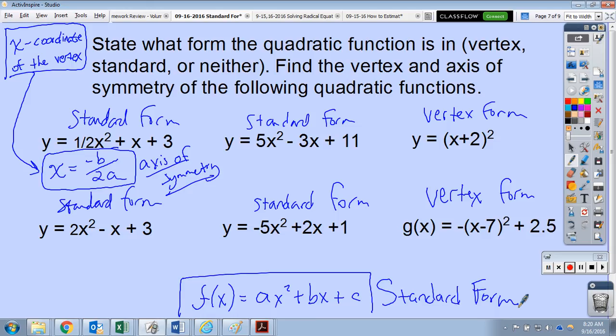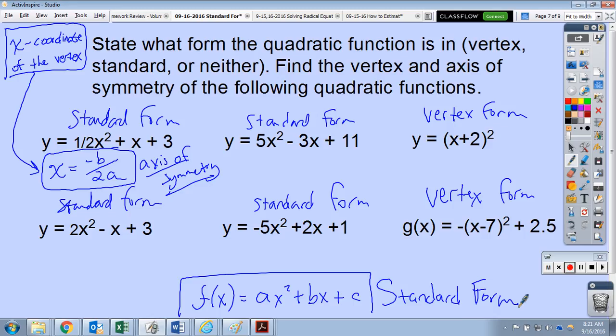Let's do it piece by piece. What is a? 1/2. Yes, 1/2. Guys, you're making this way more difficult than it is. It's giving you the puzzle, showing you what the pieces are. A is just the number in front of x squared. B is just the number in front of the x. C is just the constant term. That's it. So let's actually do it.